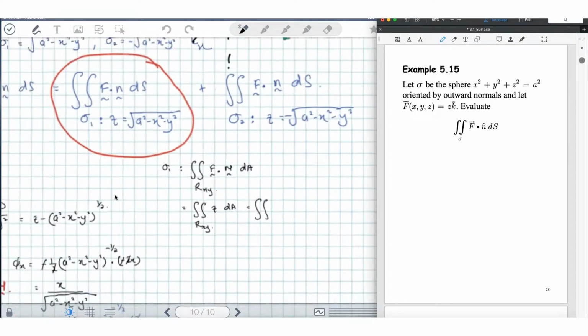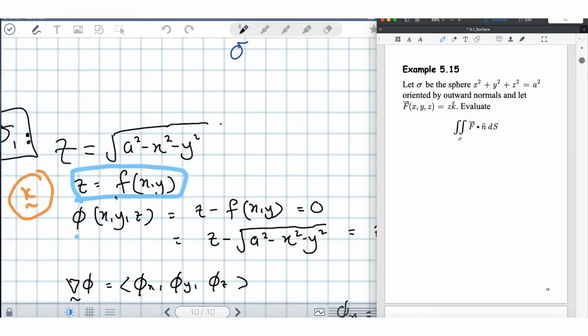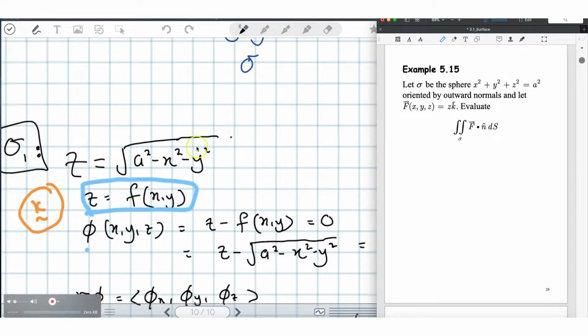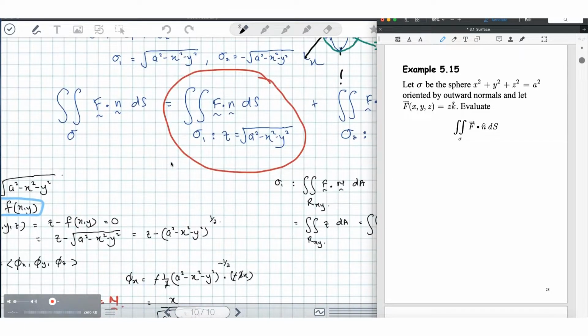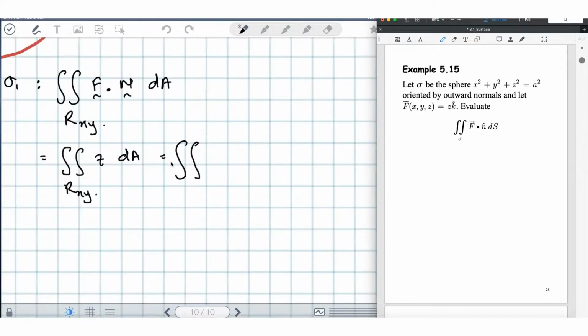You have to use this equation back. So z equals, you plug in this one instead of just z, because z is not allowed. You are only allowed x and y. So you have to replace z with this positive square root: a squared minus x squared minus y squared, dA over the region xy.